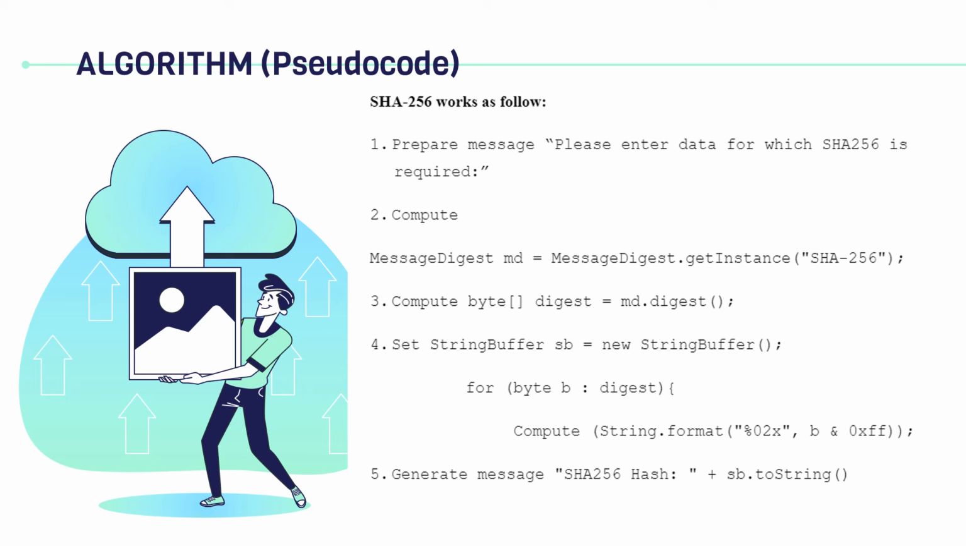Next, we need to set the string buffer SB equal to new string buffer. We will use the loop which is for byte B digest and will compute the string format. And lastly, we will generate message which is SHA-256 hash to call the output.